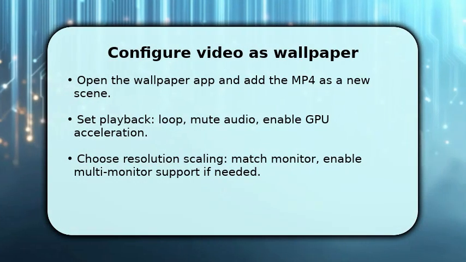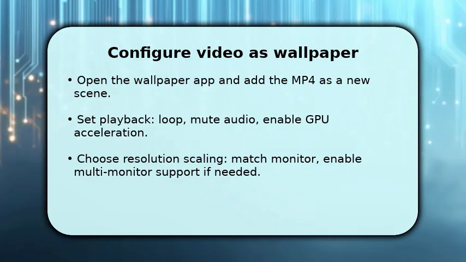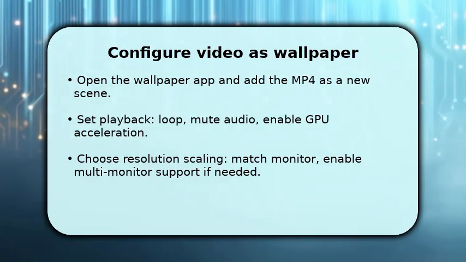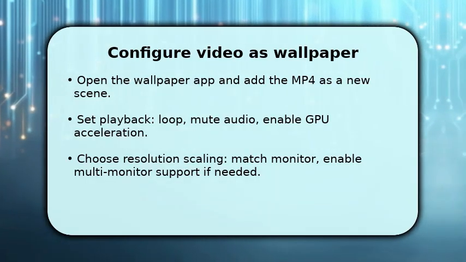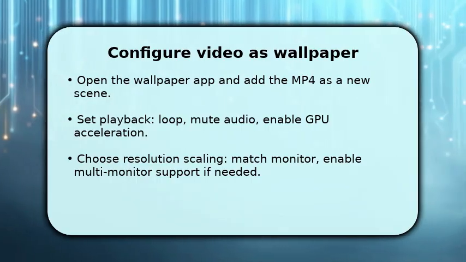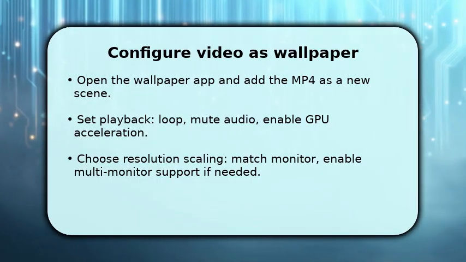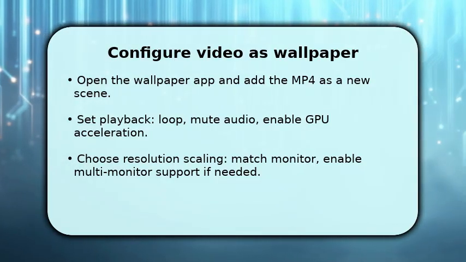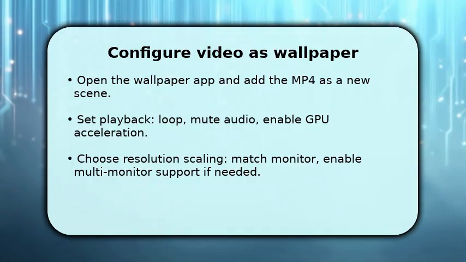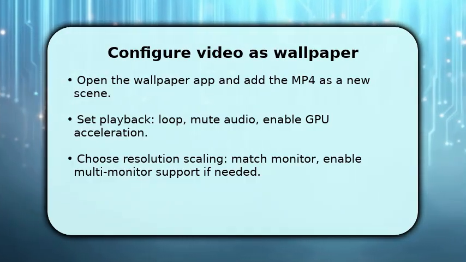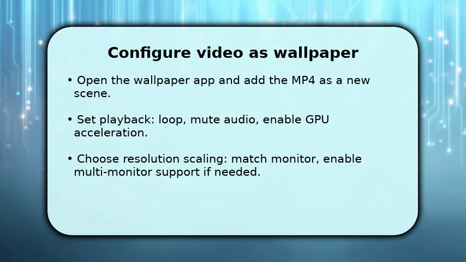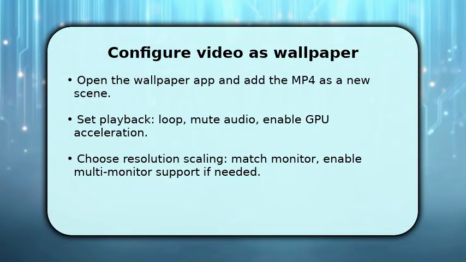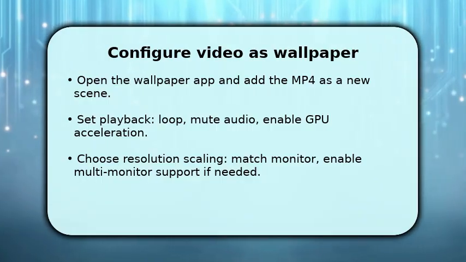Now you tell the app exactly how to run the zombie wallpaper. Add the MP4 as a new scene, then set it to loop and mute audio unless you want sound. Make sure GPU acceleration is enabled to offload rendering from the CPU and reduce frame drops. If you use multiple monitors, assign the correct display and pick scaling that matches the monitor's resolution. Once configured, preview the scene to confirm smooth play and correct alignment before applying it system-wide.